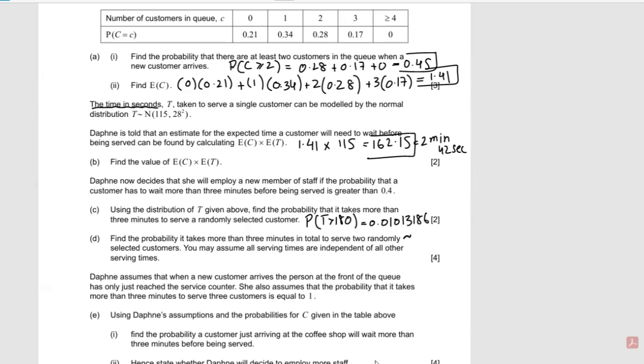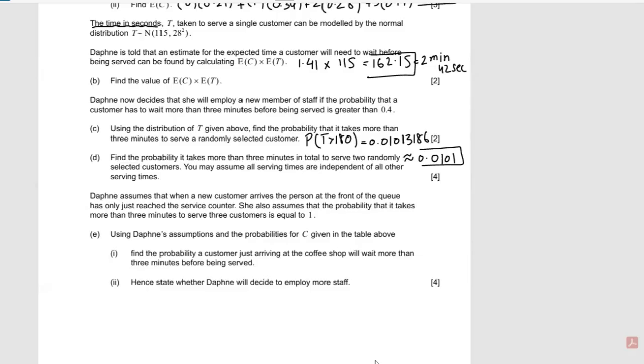186, but I can give my final answer as 0.0101, right? Okay. So let's move on to the next part. Find the probability that it takes more than 3 minutes in total to serve two randomly selected customers. So it's like T1 plus T2, right?